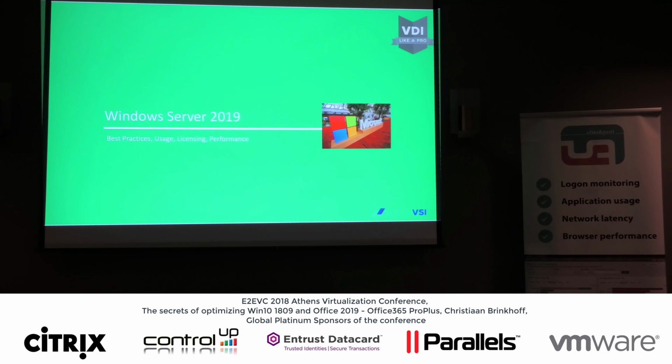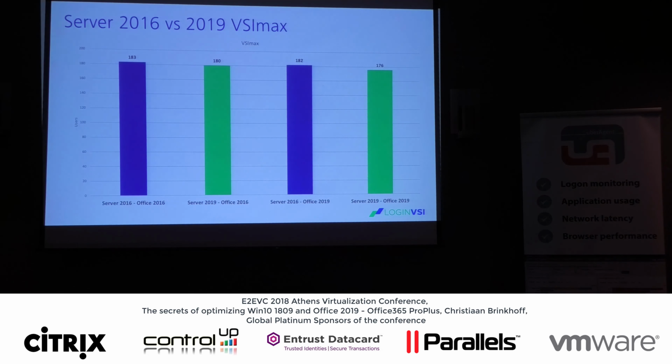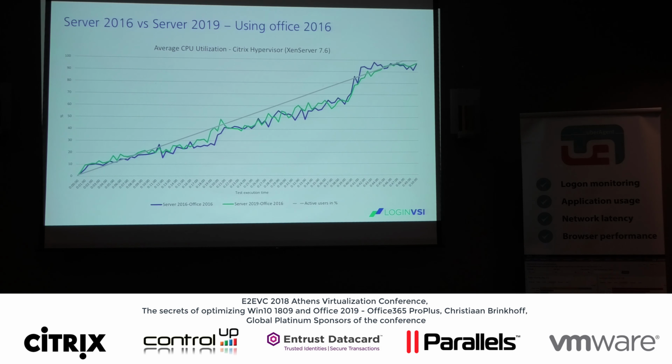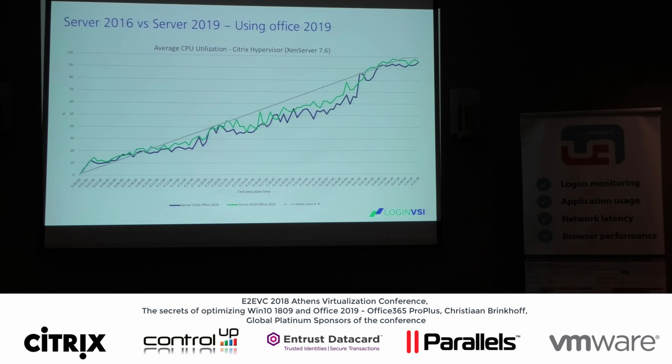Regarding Windows Server 2019, that ISO is also offline, but we have the ISO in our lab so we can test it. Comparing 2016 and 2019, you don't see a huge degradation in users. It's like 1-2%, so it's not really worth mentioning, but that's good to know. Looking at the CPU visualization, it's almost similar. Same for Office 2019.